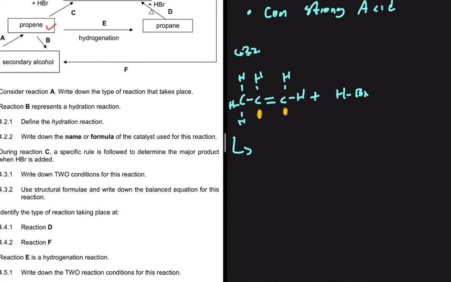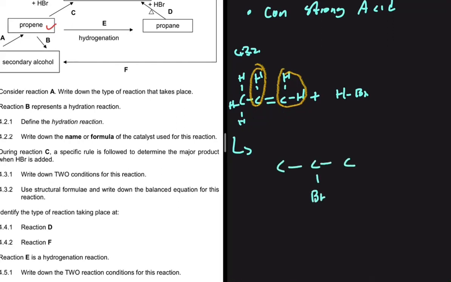Markovnikov's rule. So basically what it is saying is that the hydrogen is going to go where there's a lot of hydrogens, and then the halogen is going to go to the other spot. So if you look at this carbon here, it has 2 hydrogens, and then the carbon in the middle has 1 hydrogen. So the hydrogen will tend to go to the carbon with a lot of hydrogens already. So that Br, it will usually go to the middle, because that's where we have the least number of hydrogens. So our product is going to look like this.